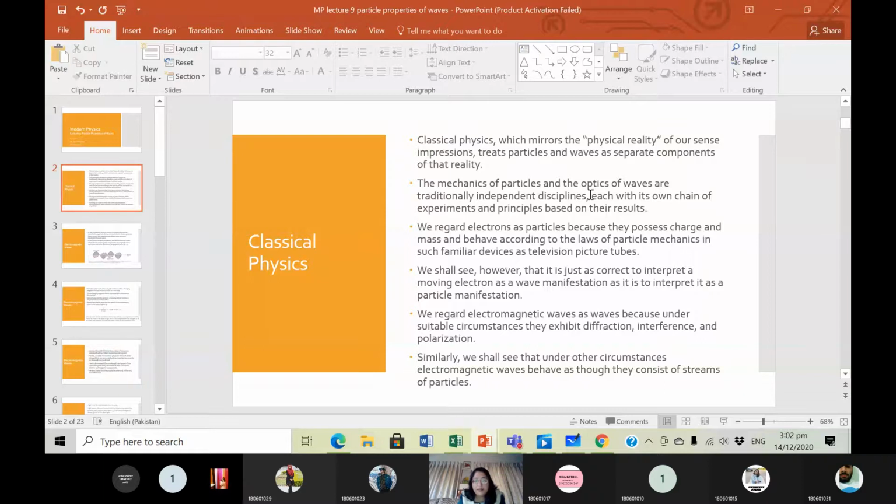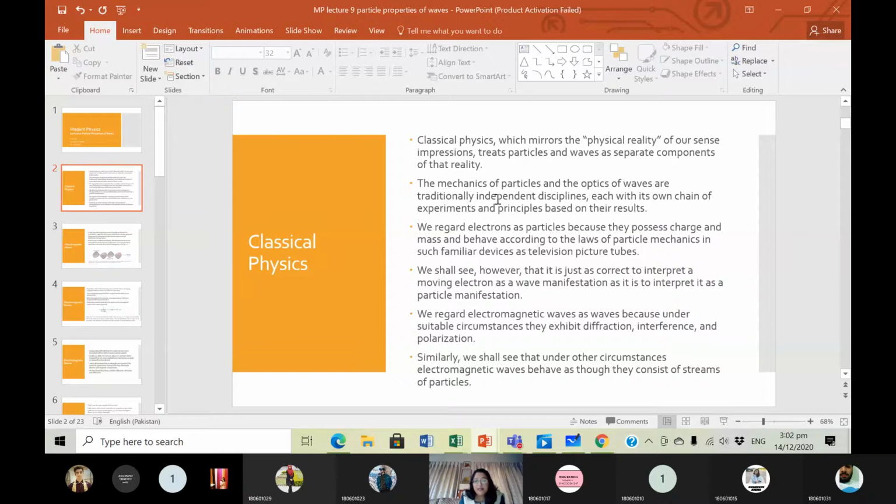So the mechanics of particles and the optics of waves are traditionally independent disciplines. Particles have mechanics, like their collisions, their velocities, momenta. They have momenta, velocities, masses, and so on. And we can understand their trajectory, their motion, their velocities, their accelerations, etc. That is all part of the mechanics of particles.